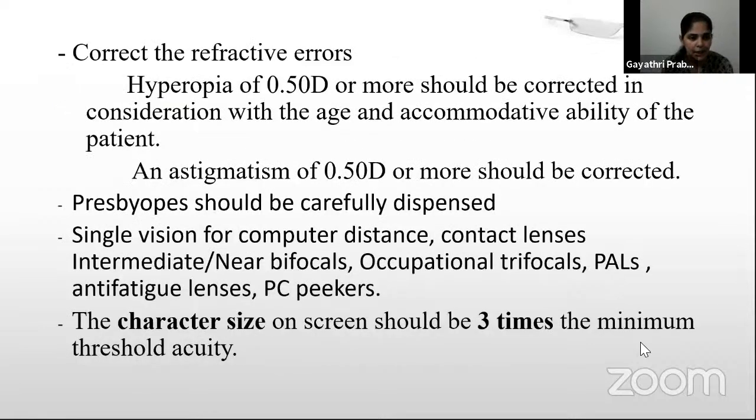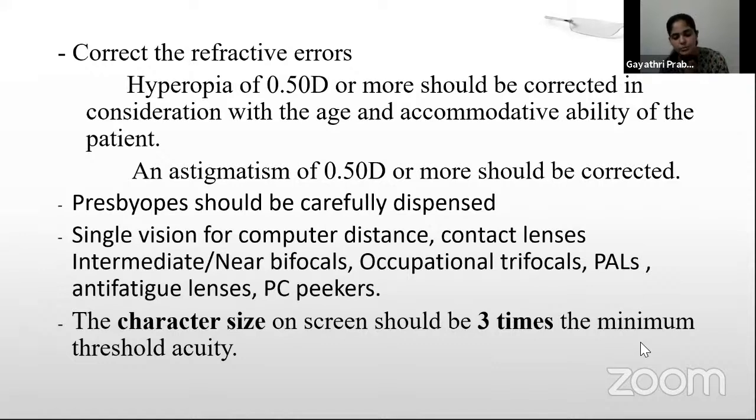Now, how do we correct? How do we go about correcting these issues? If it is a refractive error, generally practitioners have a tendency of not correcting minimal amounts of hyperopia and astigmatism. This is for the normal population, but when you are talking of people who use screens for say more than 4 hours a day or even much more than that, and they are symptomatic, you need to consider prescribing even the minimal amount of hyperopia or astigmatism.